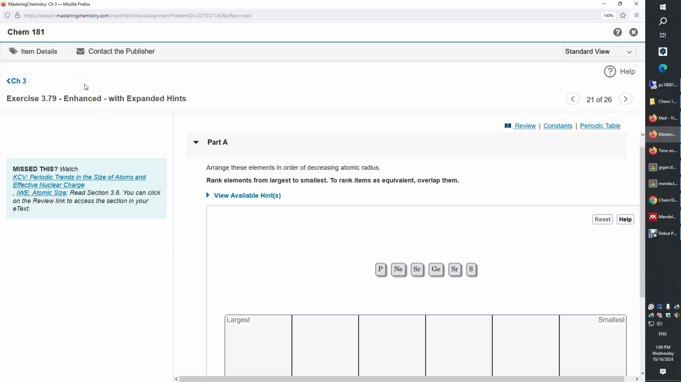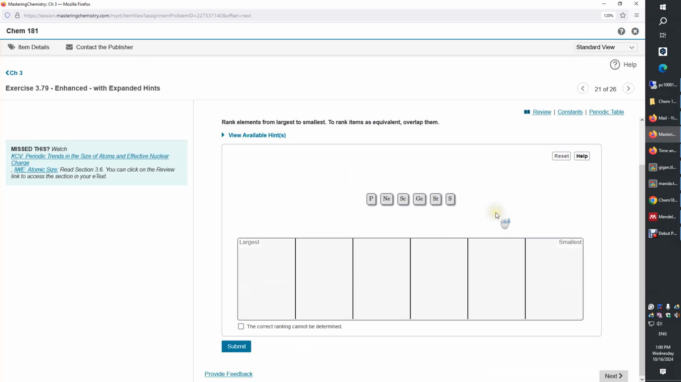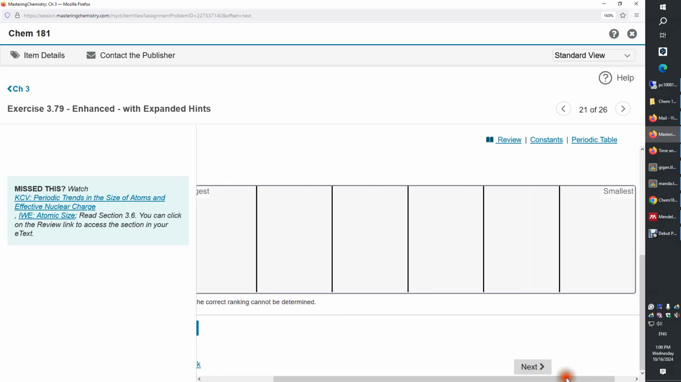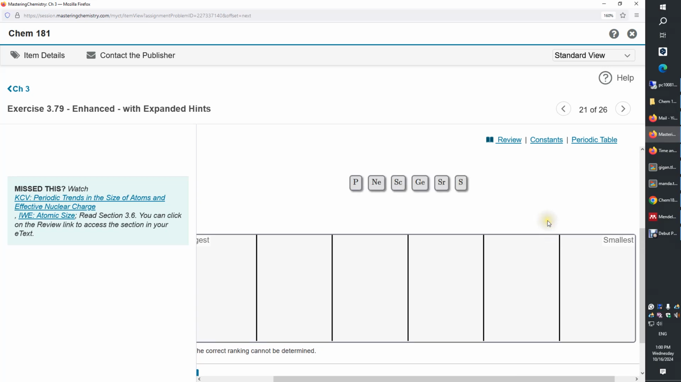Chapter 3, Exercise 3.79. Arrange these elements in order of decreasing atomic radius. We have six elements here. We will put them into these six boxes, from the largest atomic radius to the smallest atomic radius. This is an easy question. Whichever element is closer to francium is larger, and the elements closer to helium are smaller.